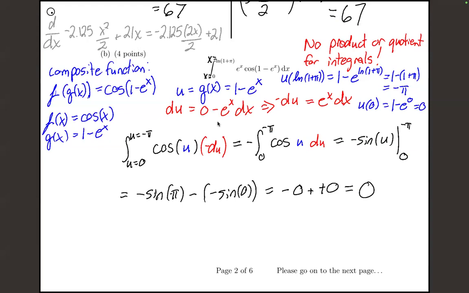But as always, it really is important to recognize composite functions, right? And realize that, oh, u should almost always be the inside of that composite function. So the full 1 minus e to the x, not just e to the x or minus e to the x, right? This full thing. But it doesn't matter because we can still recover the final answer.